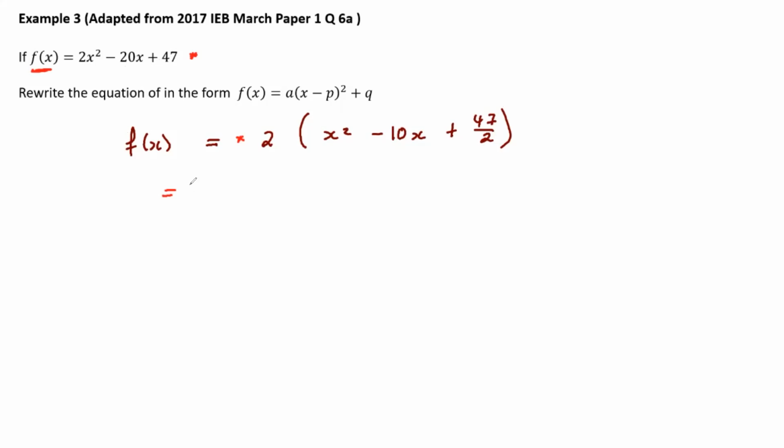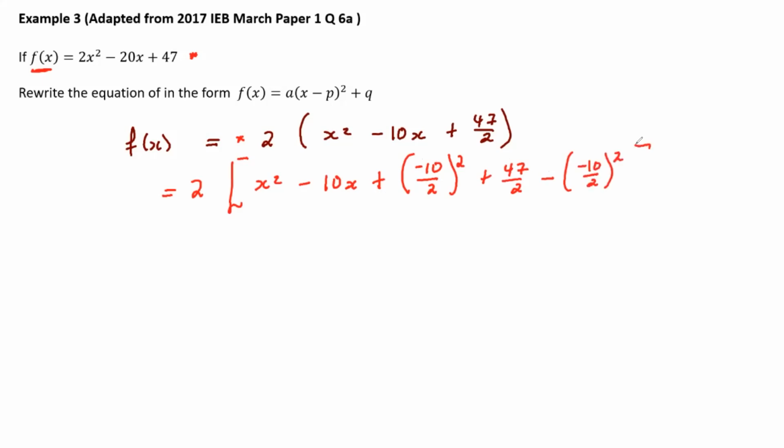Then I follow the rules. There's my 2, perfect, on the outside, x squared, my rule, minus 10x. Take the coefficient of x, minus 10, divided by 2, squared, add it. Then plus 47 over 2, subtract it. So it's minus 10 over 2 squared, and then that's what you have. Then we do the factorization. Take this first particular part. I still have my 2 hanging outside there.